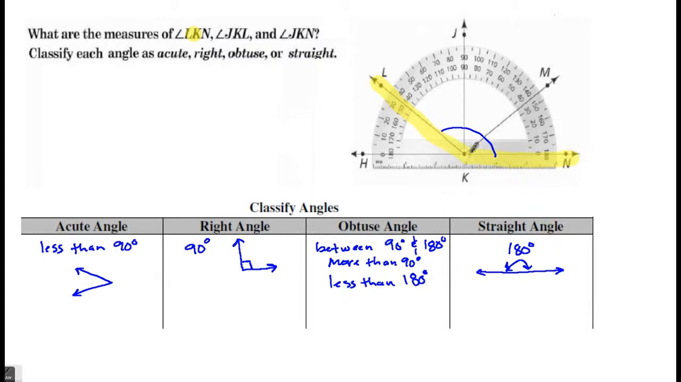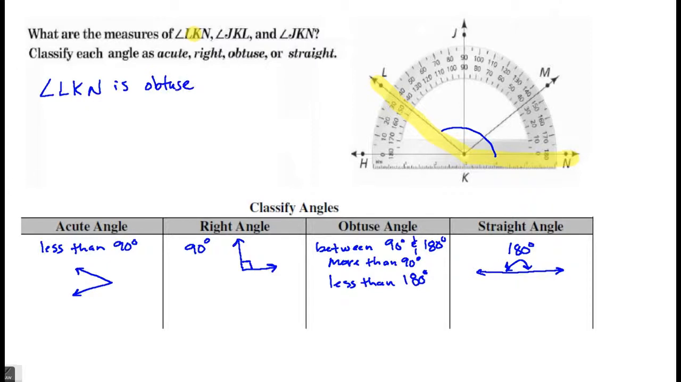This is way more than that. So this is more than an acute. This is more than a 90-degree angle. This is going to be an obtuse. So we're going to go ahead and say that angle LKN is going to be an obtuse. Okay? All right, good. Let's move on. Let's go on to the next one.